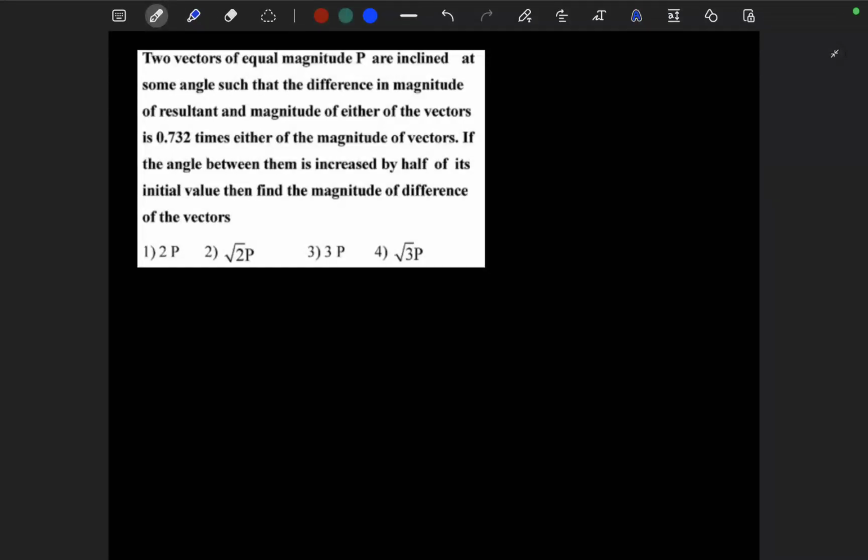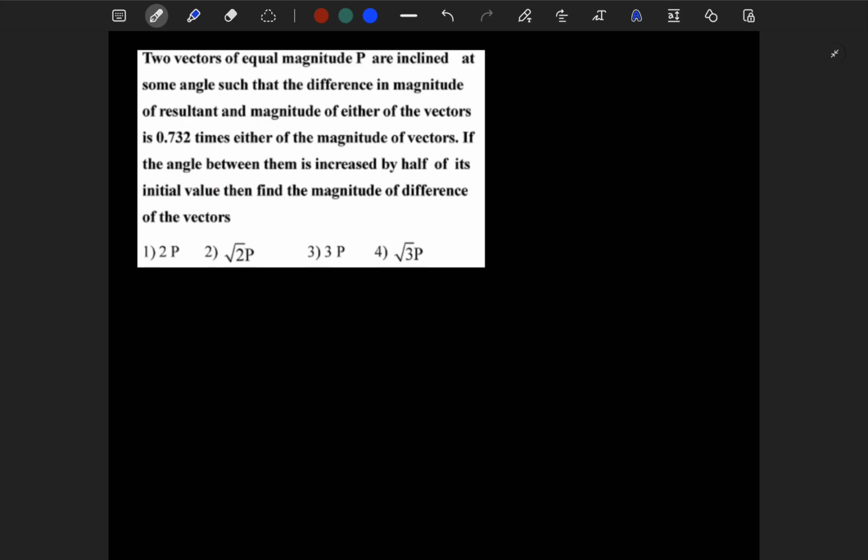This is with regard to the paper which we have conducted the exam today. So let's start discussing the questions in physics. So here comes the first question. I'll read the question and solve the answer for this.